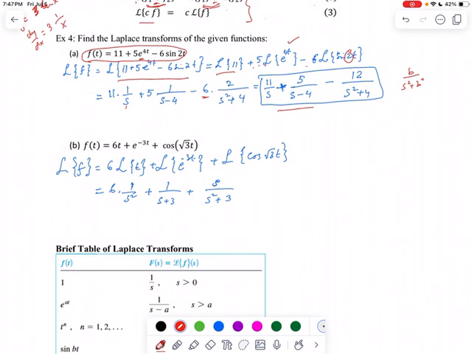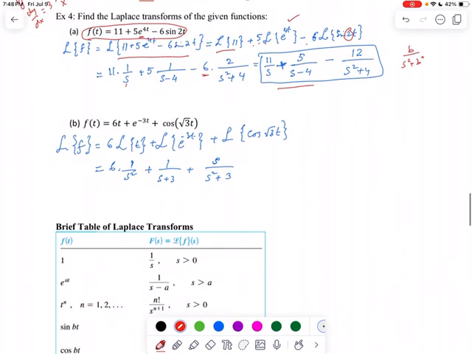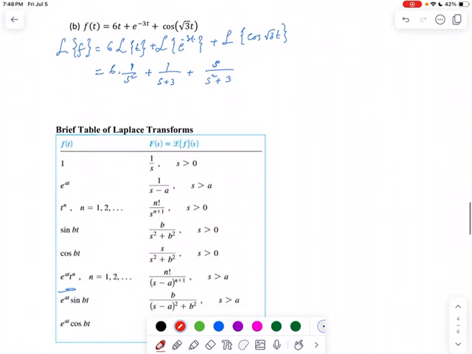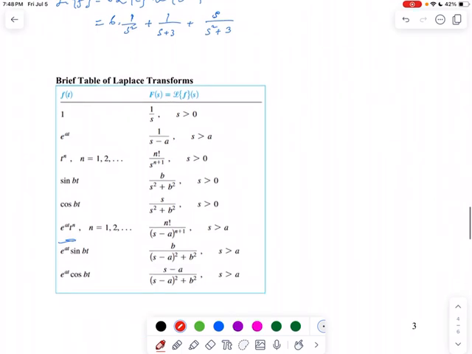And same thing over here. First is 6t, so 6 times the Laplace transform of t. Well, I didn't show you the Laplace transform of t, but you should be able to find it. But here is a table. This is a shorter table. There is a detailed one, with more example functions, a table of Laplace transforms at the end of the book. I think it's the last page of the book.